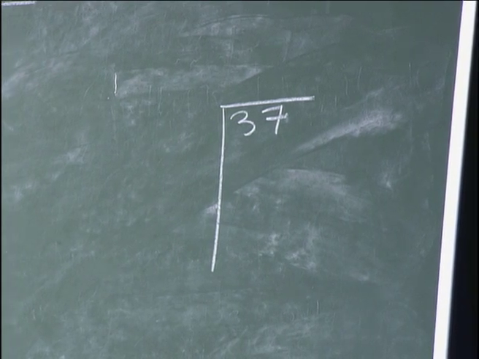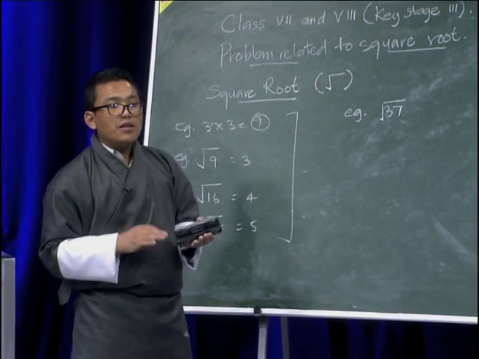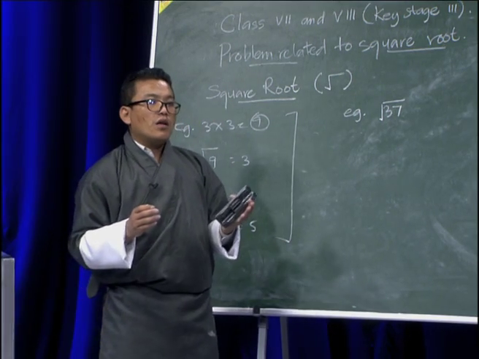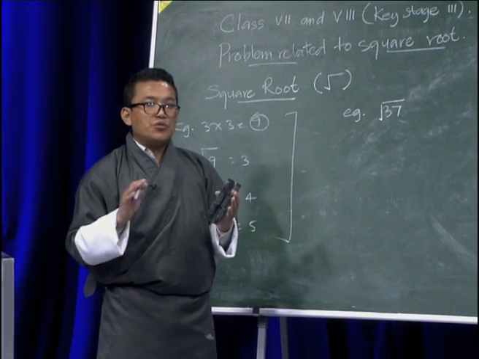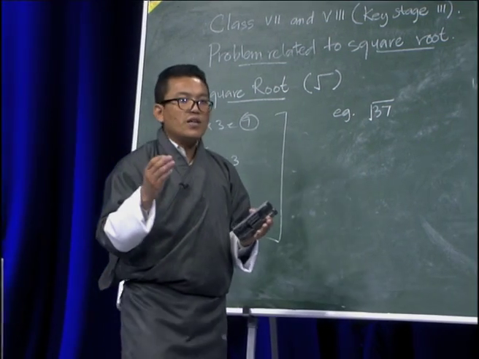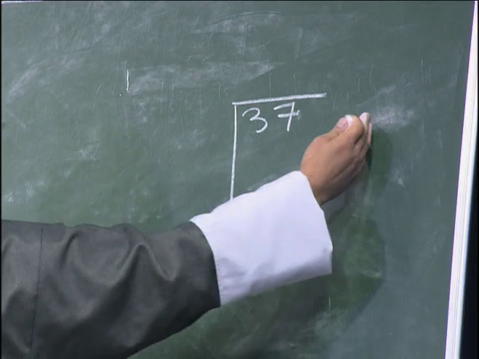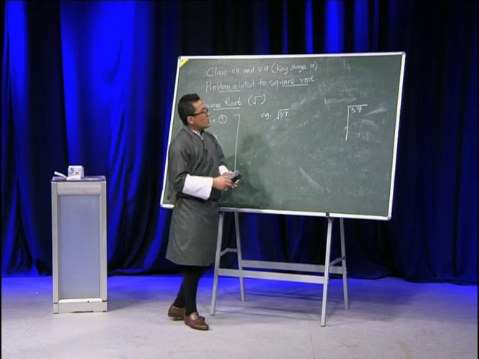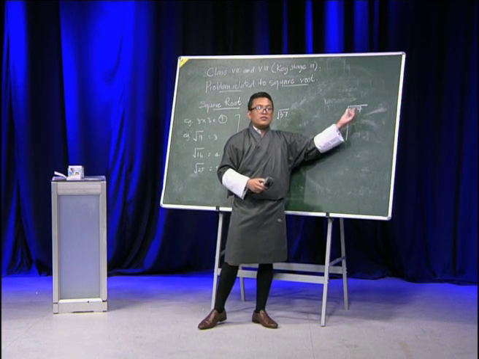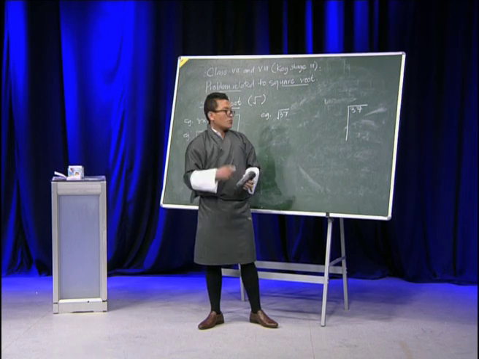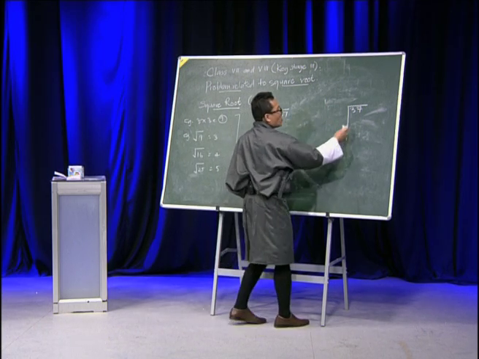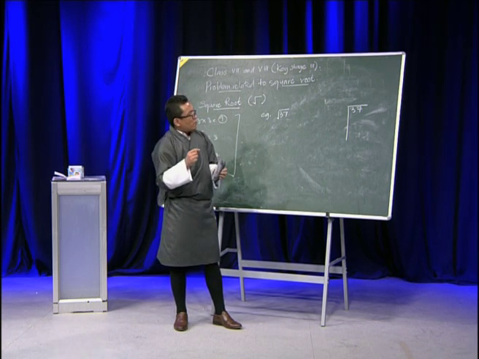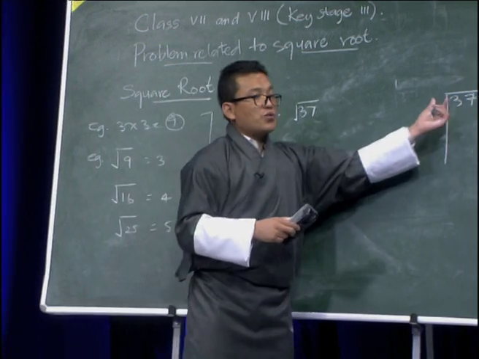When you use the algorithm, there are three main steps that you have to keep in mind. The first one is always group the digits in twos. And that grouping should always happen from the right-hand side, from right to left. Now, since we have only two digits here, these digits can be grouped in one group. The second step is, now we have to take the perfect square which is close to this number here.